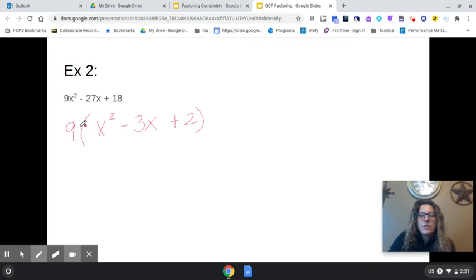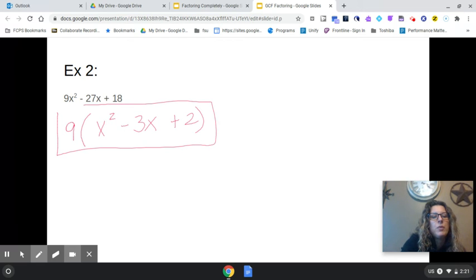Again, we could use distributive property to check. 9 times x squared, do we get 9x squared? Yes, we do. 9 times negative 3x, that does make negative 27x. And 9 times 2 does give me the 18. So we know we've factored out the GCF appropriately.